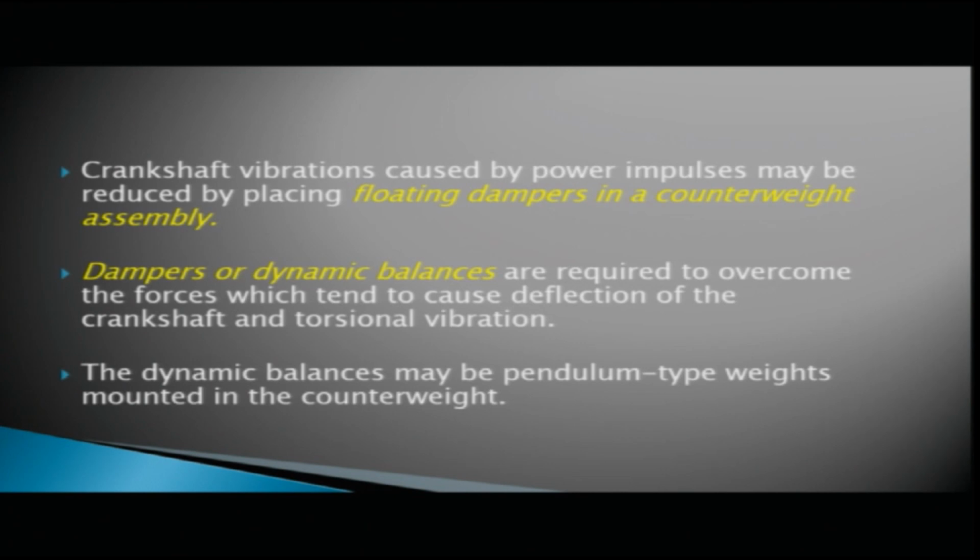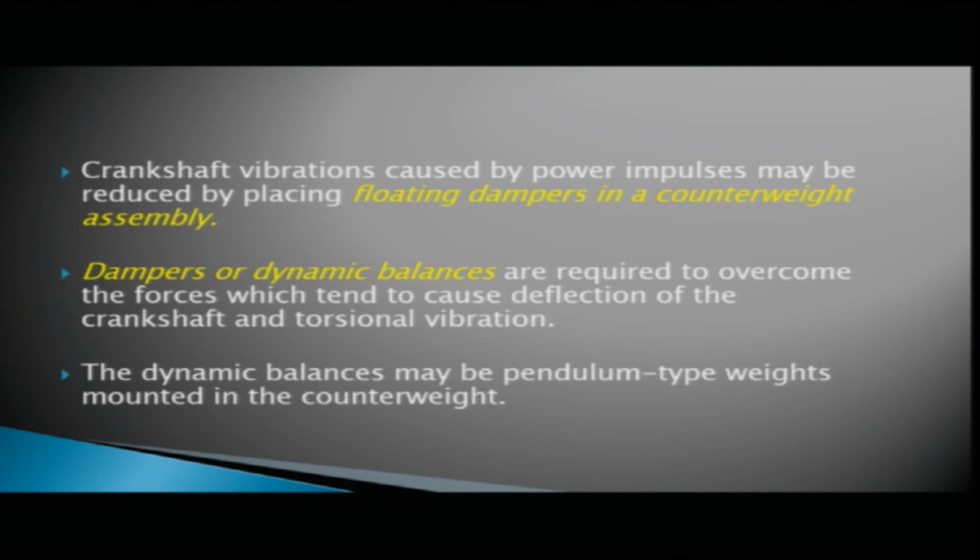Crankshaft vibrations caused by power impulses may be reduced by placing floating dampers in a counterweight assembly. So, we have seen in the diagram that in the counterweight assembly we can place floating dampers to reduce crankshaft vibrations caused by power impulses. Dampers or dynamic balances are required to overcome the forces which tend to cause deflection of the crankshaft and torsional vibration.